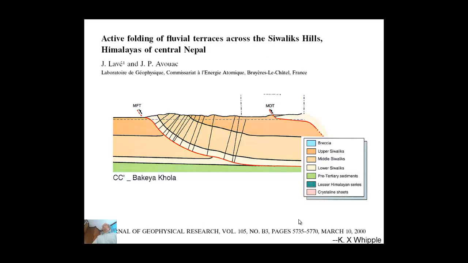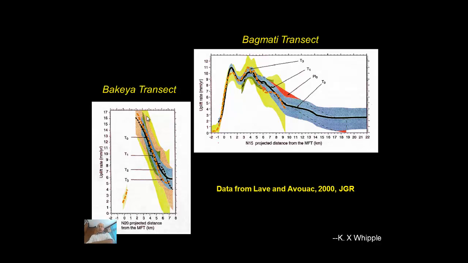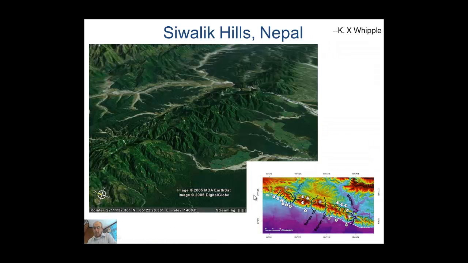But what they did is they built on the work of Lavé and Avouac, who were basically studying the structural geology of that site. And the river crosses through these hills, and the hills are basically a manifestation of this folding above this thrust fault. And so what these figures show from Lavé and Avouac is they dated the terraces that cross the hills. And the Bakiya and Bagmati transects are two different rivers. This is Bakiya here and Bagmati there.